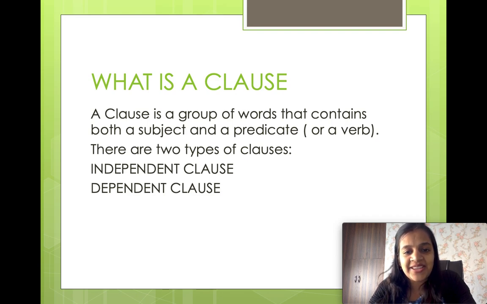Remember, subject and predicate. A sentence is divided into two parts. One part of the sentence is called a subject and the other part of the sentence is called a predicate. Predicate usually starts from a verb. So, a clause is a group of words that contains both a subject and a predicate, or we can say a verb. There are two types of clauses.